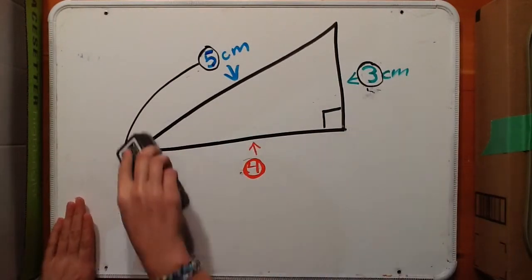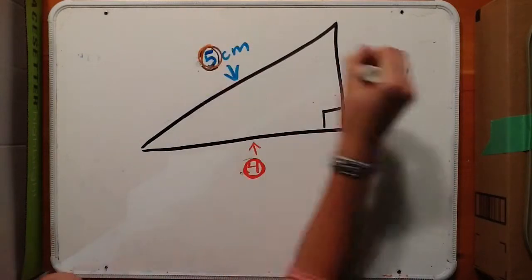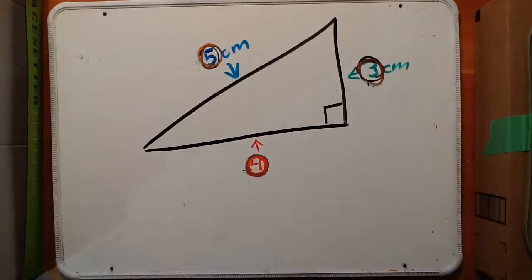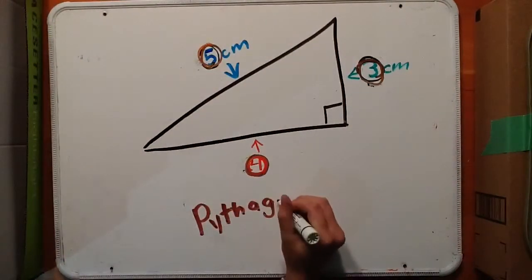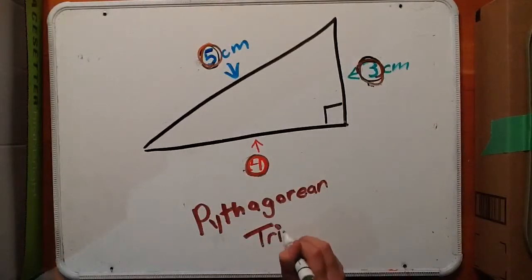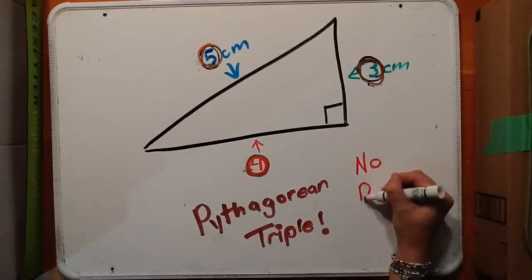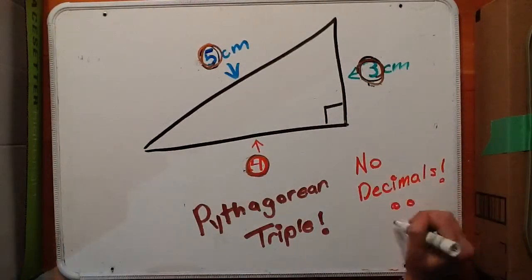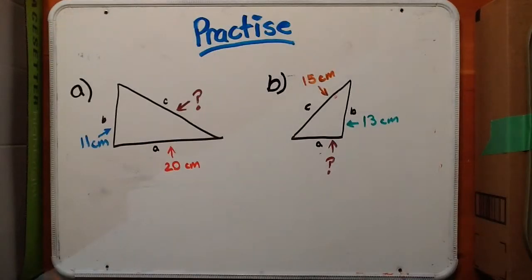Now if you look at all your numbers, you're going to notice they have something in common. It's that they're not decimals. So this is what we call a Pythagorean triple. And what that basically means is that when you do your formula, it comes up with no decimals. It's pretty cool. Now that you got that nailed, let's do some practice.